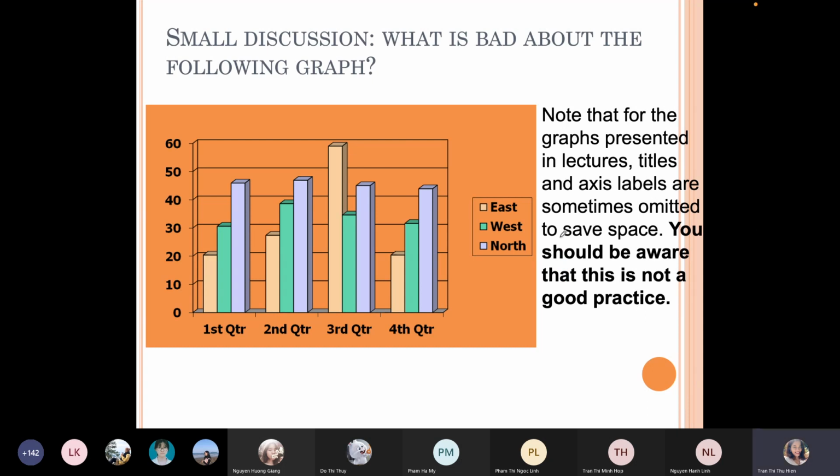Okay, so this is more discussion. What is bad about the following graph?